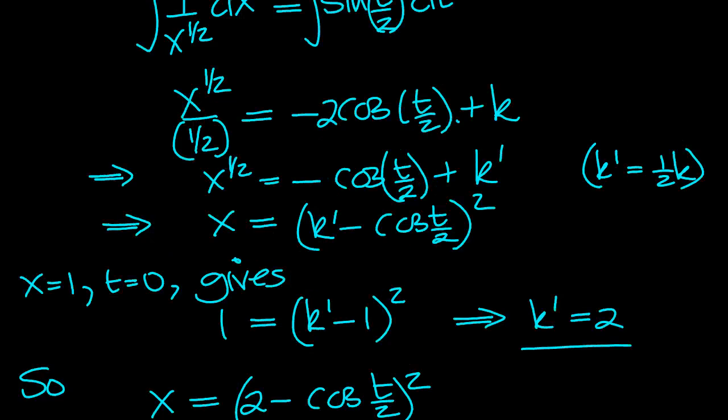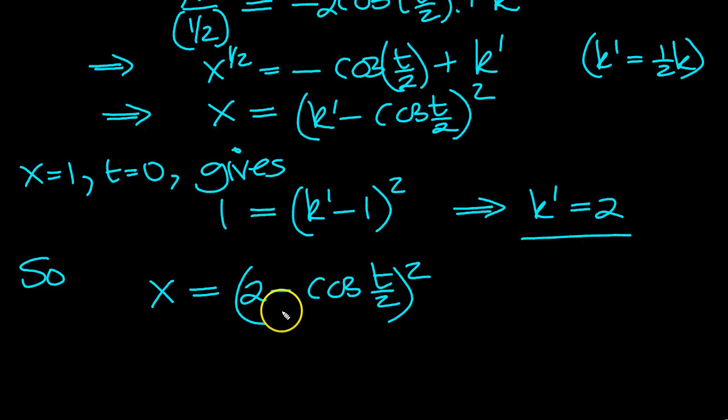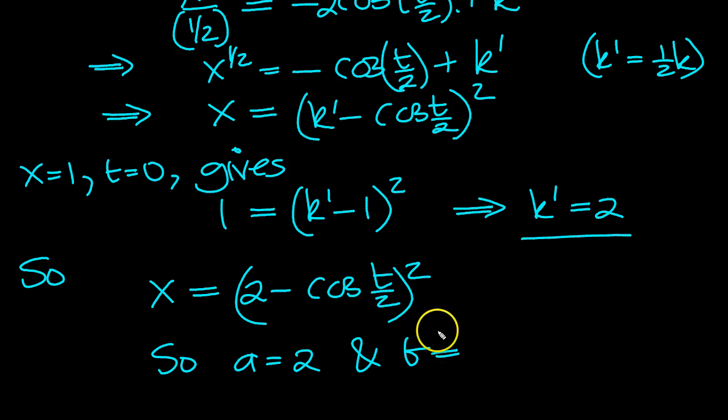Now let's compare it with what we've got to find a and b. a minus cos bt, so a must be 2. b was the number multiplying t, which is a half, isn't it? So a is 2 and b is a half.